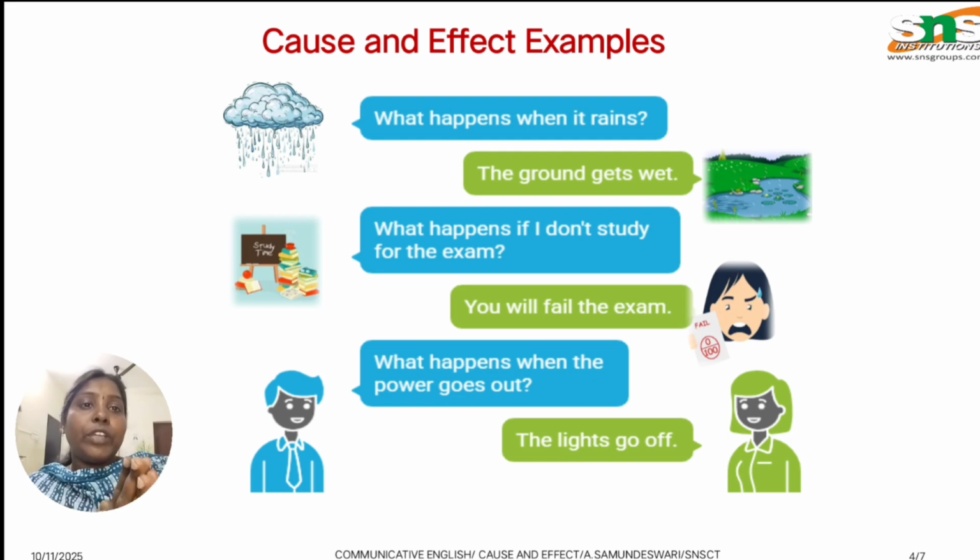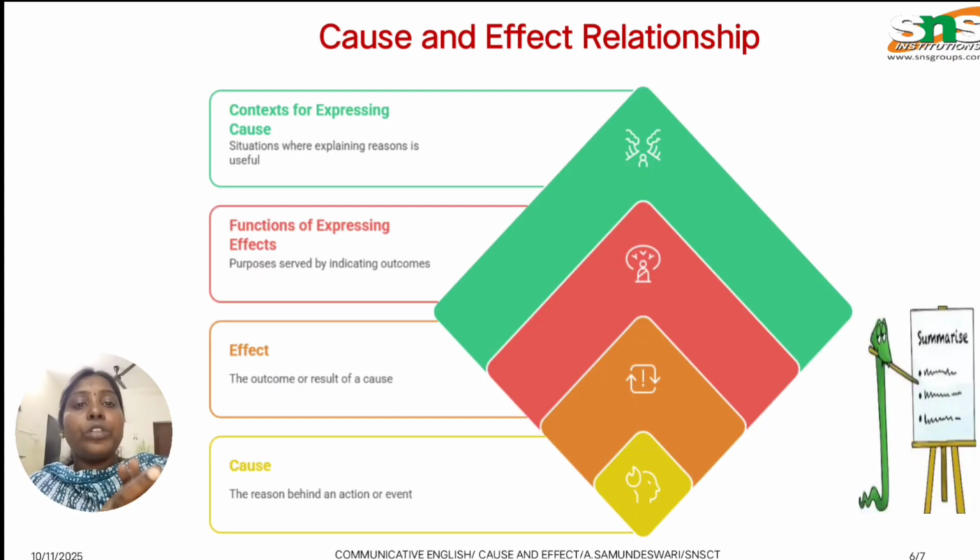In this picture you can find two pictures, one on the left side and another on the right side. On the left side I have given what happens when it rains. The answer is probably the ground gets wet or the pond gets filled. Similarly, what happens if I don't study for the exam? You might fail the exam. Similarly, what happens when the power goes out? The lights go off. So in this way, when you have a solid cause, it leads to the expected outcomes. So how are you going to connect this cause and effect with suitable expressions?